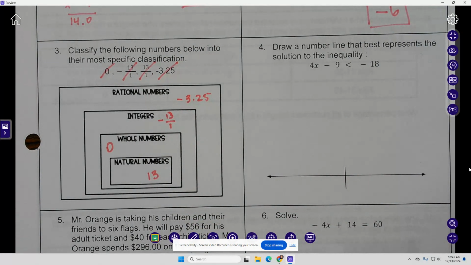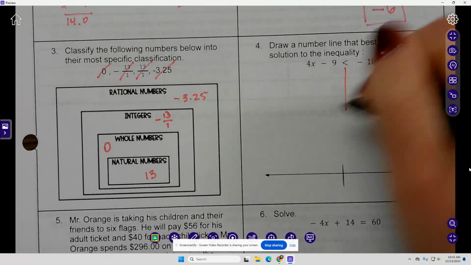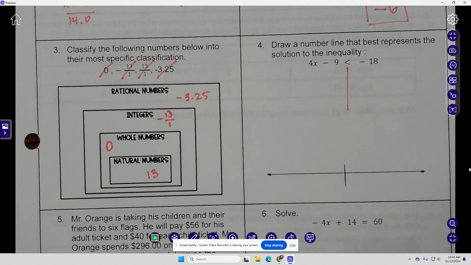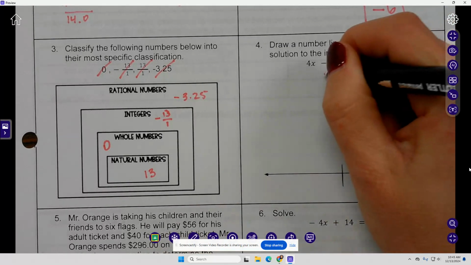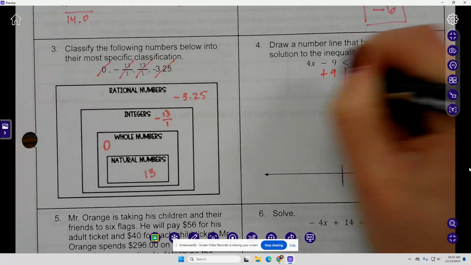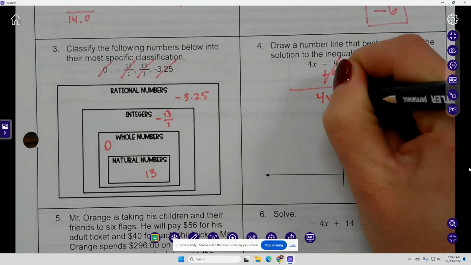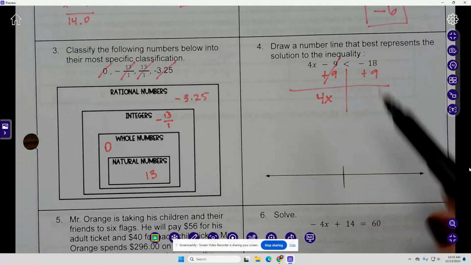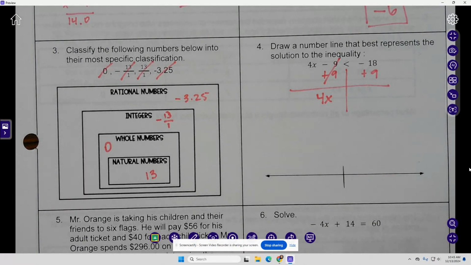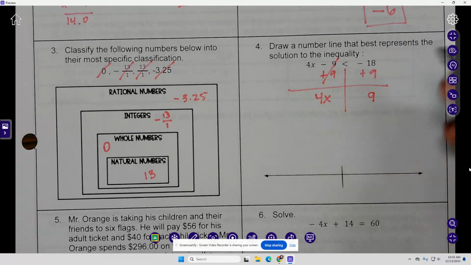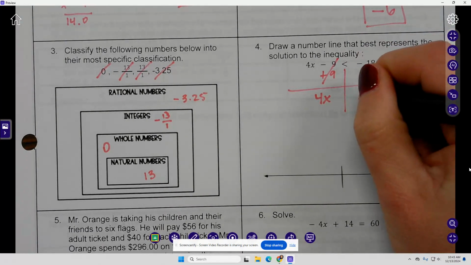Number 4, draw a number line that best represents the solution to the inequality. So I'm going to draw my line down my inequality. Remember, that helps me stay balanced. Whatever I do to one side of the line, I have to do to the other side of the line. So this is a two-step inequality. So I want to get rid of the subtraction first. So the way that I get rid of minus 9 is I add 9. So I'm left with 4x. Over here, my signs are different, so I have to subtract and keep the sign of the larger number. So 18 minus 9 is 9. And I have more negative counters than I do positive, so it's negative 9.